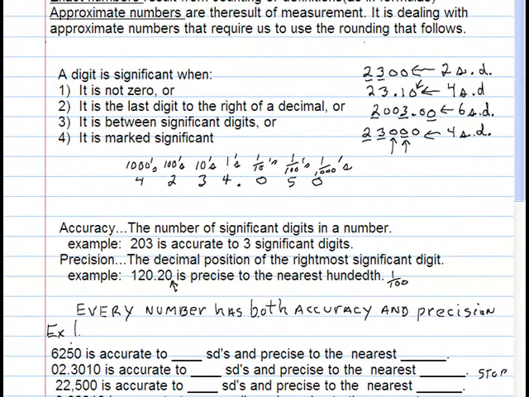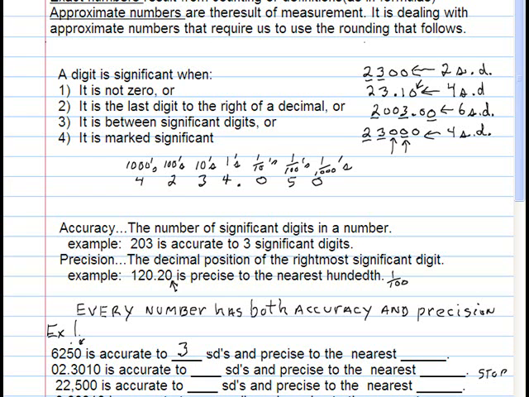Now every number has both an accuracy and a precision. So I've listed 4 numbers here. We're going to look at their accuracy and their precision. The first number, the first 3 digits are significant because they're not 0. This 0 is not to the right of a decimal, so it is not significant. Therefore, this has 3 significant digits of accuracy, or we say it is accurate to 3 significant digits.